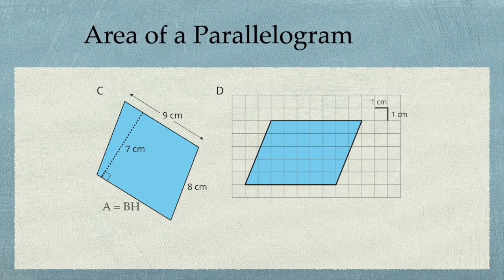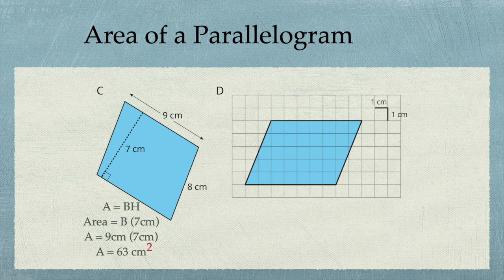I can easily look at C and figure out the height, but the base, that takes a little more thinking. So I'm just going to write down what I know. The area equals the base times 7. And that perpendicular line that tells me 7 is the height is perpendicular to the 9 centimeters. Area equals 9 centimeters times 7 centimeters. And I multiply the 9 and the 7, and I get 63. And I multiply the centimeter by the centimeter, and I get centimeters squared.